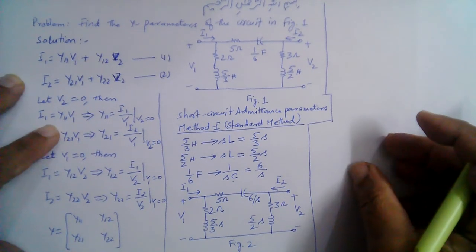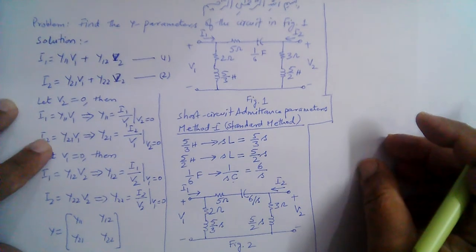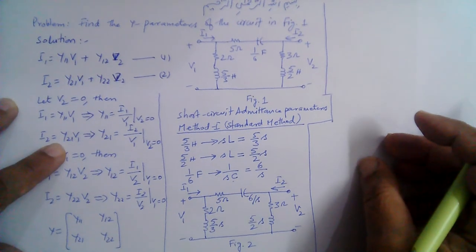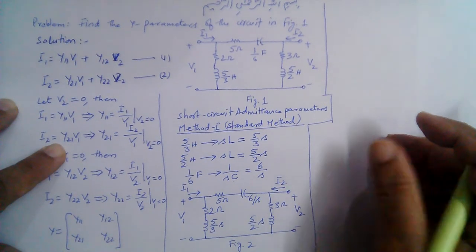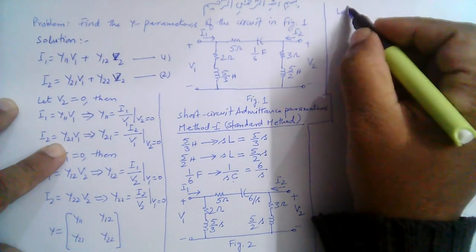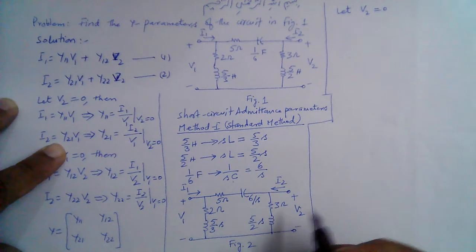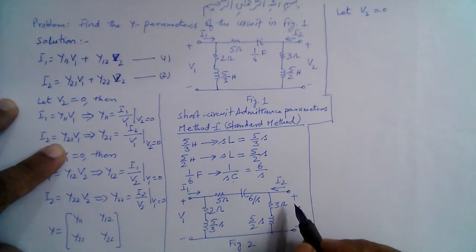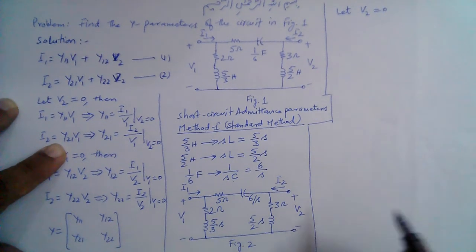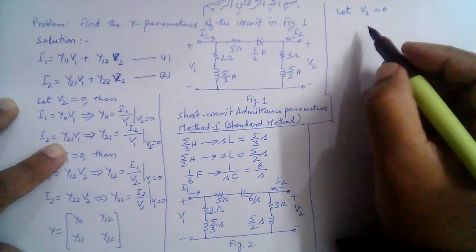So now we can apply the standard method here to find out the admittance parameter. So first let us suppose V2 is equal to 0, right? The voltage at the output port is 0. So it means that the output terminals are short circuited. So let me redraw.